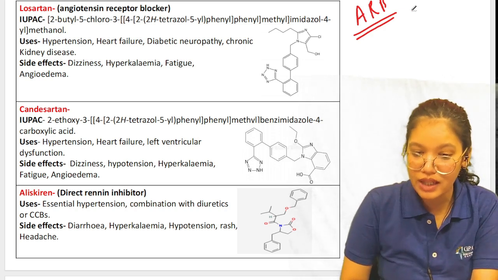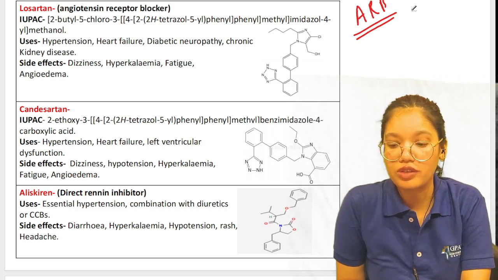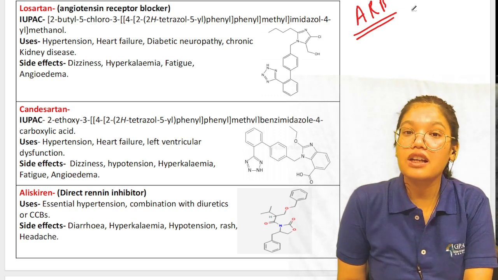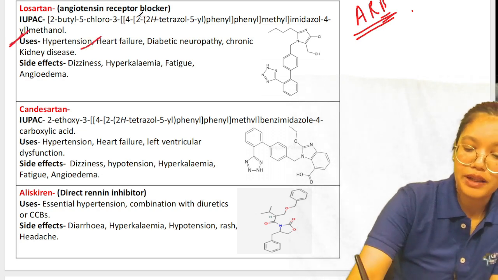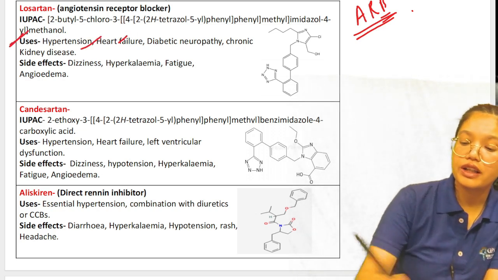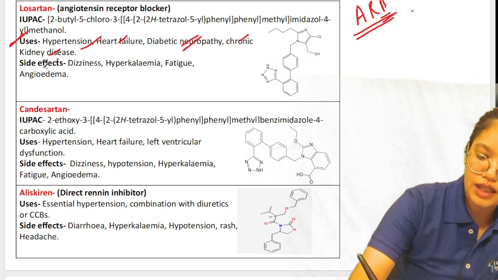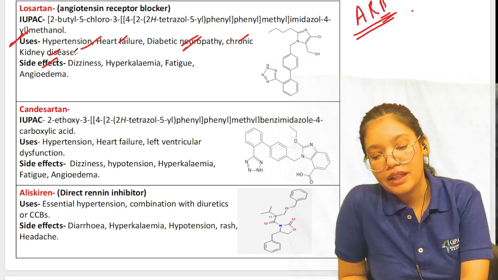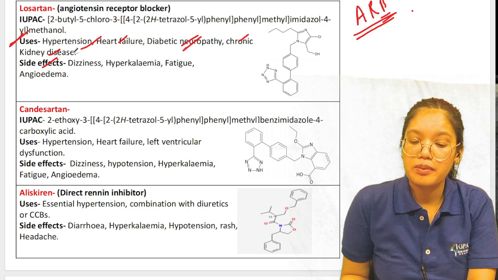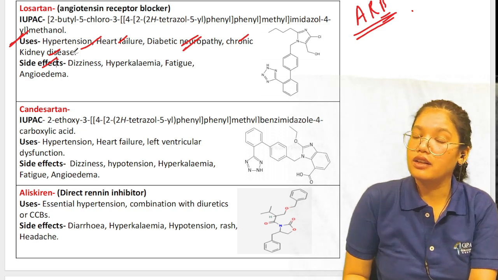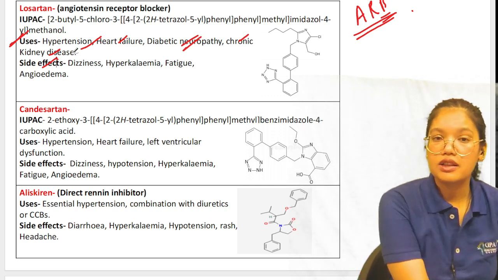I already told you about that when we were discussing the classification and the SAR. Then uses: hypertension, heart failure, diabetic neuropathy, chronic kidney disease, for all that we can use that. Side effects: dizziness, hyperkalemia, fatigue, then angioedema. Now this angioedema is a severe condition. It can sometimes be life threatening too, and this side effect is very common with the sartan drugs.